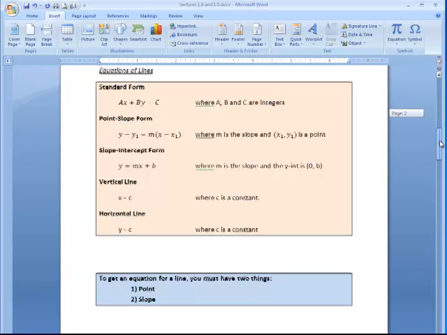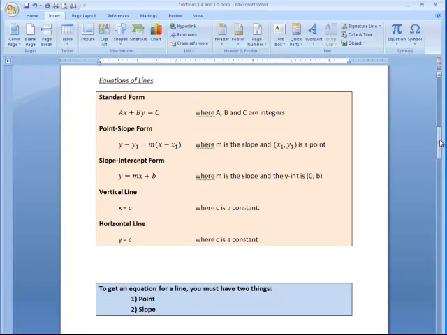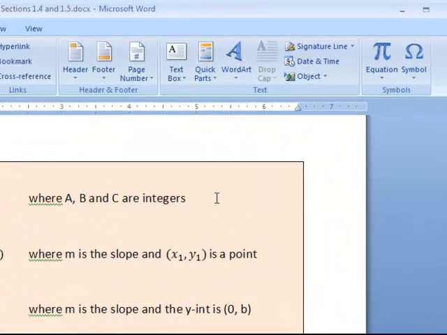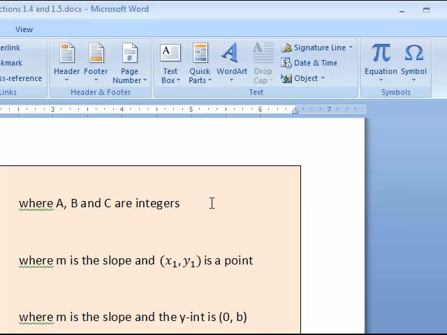Equations for lines. This is one of the main points of this section. We actually wind up out of these two sections with 5 equations for lines, and we're going to talk about each one. The first equation is what's known as standard form: ax plus by equals c. This form, it's just one of those things that you need to know, that if you see something like this, you know it's a line.